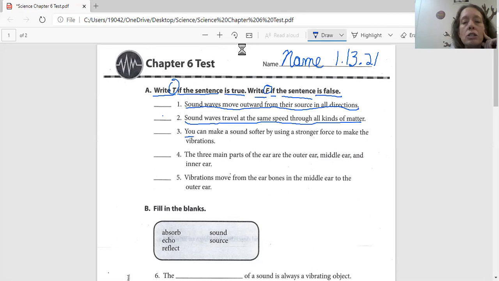Number 3 says, you can make a sound softer by using a stronger force to make the vibrations. If you think that's true, put a T. If you think that's false, put an F.